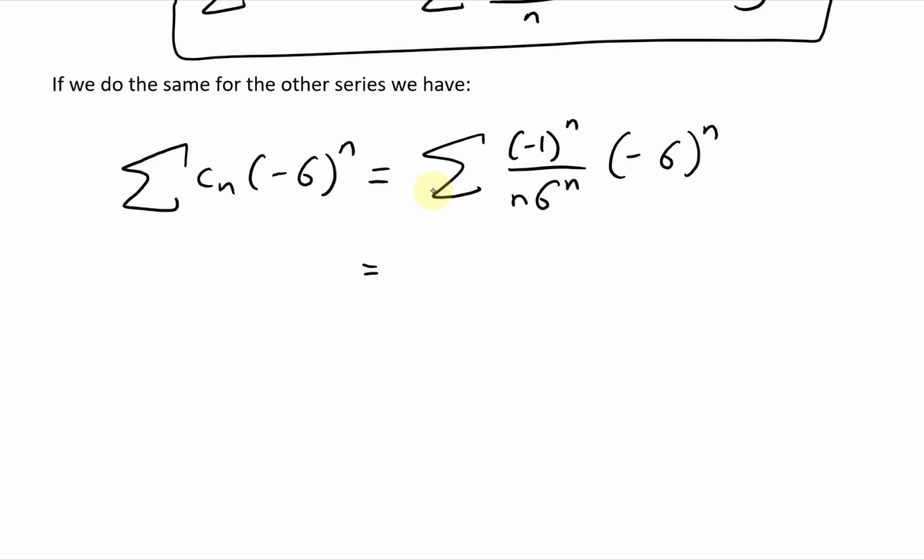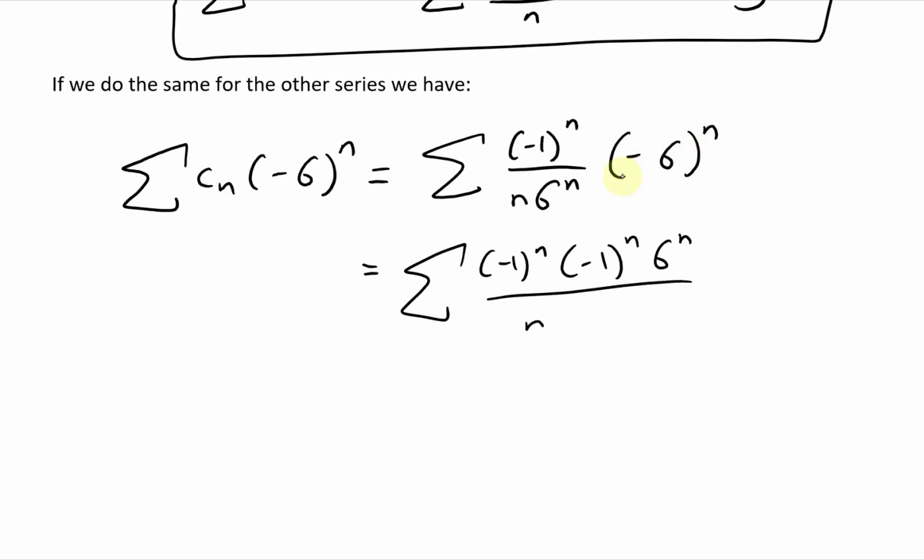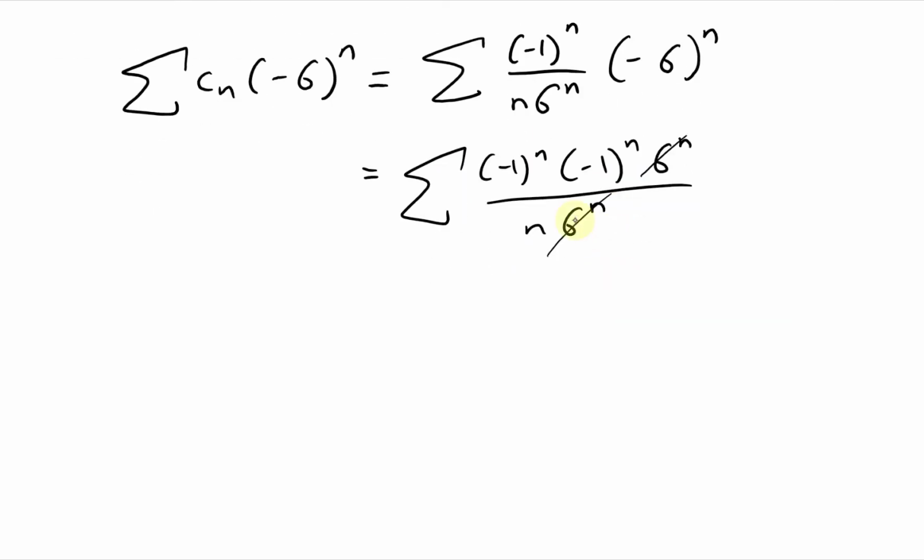This equals the summation, and now we have (negative 1)^n, and this one right here we can simplify by putting it as (negative 6)^n, so negative 1 to the n and 6 to the n. Just put the n inside the brackets like that. Now this is divided by n times 6^n, so the 6^n cancels, and the negative 1 powers combine. You can add the powers. So this is going to equal the summation of (negative 1)^(2n) over n, since n plus n is 2n.